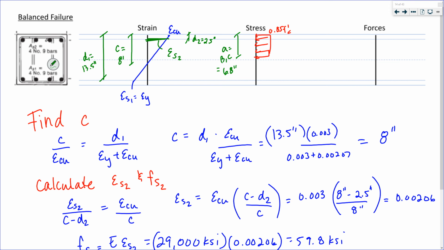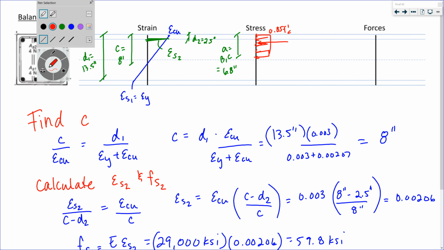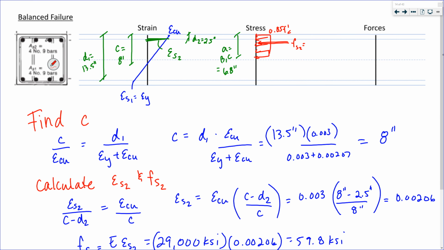Got my stress in my reinforcement steel, FS2, which is 59.8 KSI. And my stress in my tension steel, FS1, is 60 KSI because it's yield.